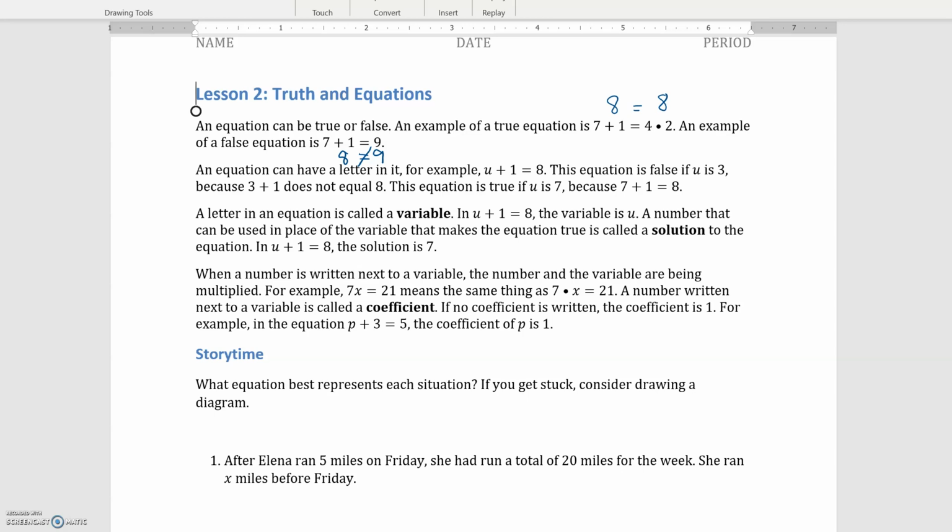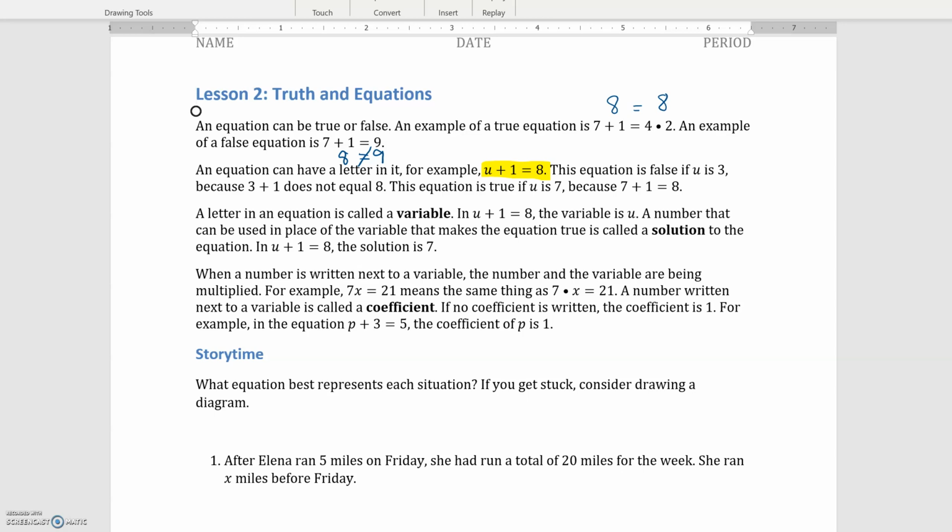So an equation can also have a letter in it. For example, u plus 1 equals 8. And thinking about what u could be, we know that u should be 7 when we see this equation because we know that 7 plus 1 equals 8. But there are other values I can put in for u that would make it not true. For example, this equation is false if u is 3 because 3 plus 1 does not equal 8. And the equation is true if u is 7 because 7 plus 1 equals 8.